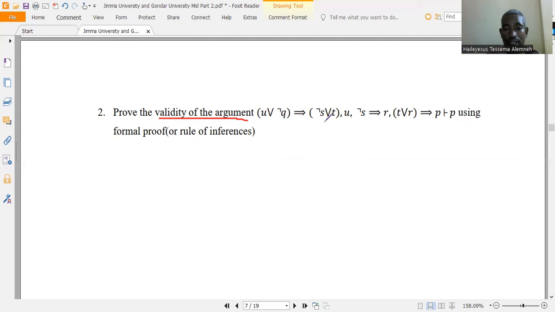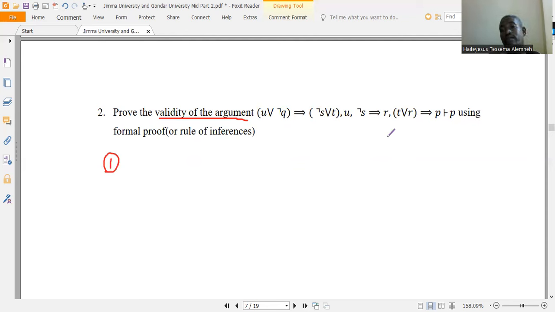So prove the validity of the argument ሰጥቶናል። u or negation of q implies negation of s or t. u or negation of s implies r. t or r implies p ማለት ነው። and then p is the conclusion. So prove the validity of this one. So using rule of inference ምንድነው የምናደርገው?